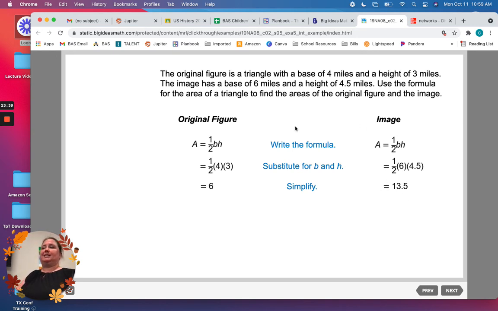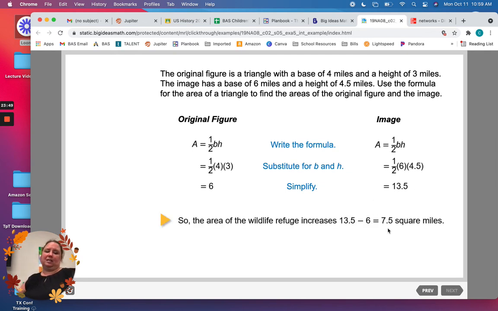The question is asking how much more space did the animals get? So what's our last step to find out how much more? Correct. We're going to subtract 13.5 minus 6 to get 7.5. So we increased the size of the refuge by 7.5 square miles. Okay, you need to have this written in your journals. You don't have to sketch it if you don't want to, as long as you have the math showing the dilation and then the area of the triangles.